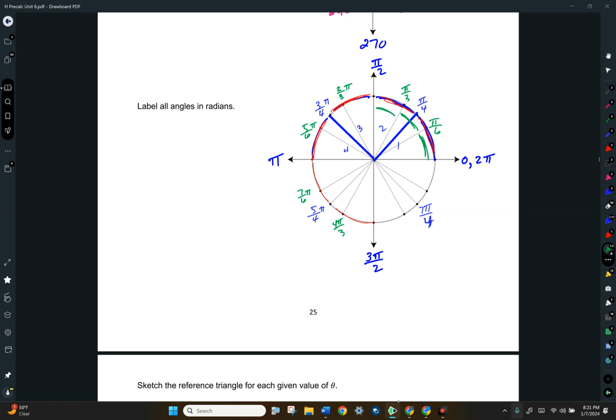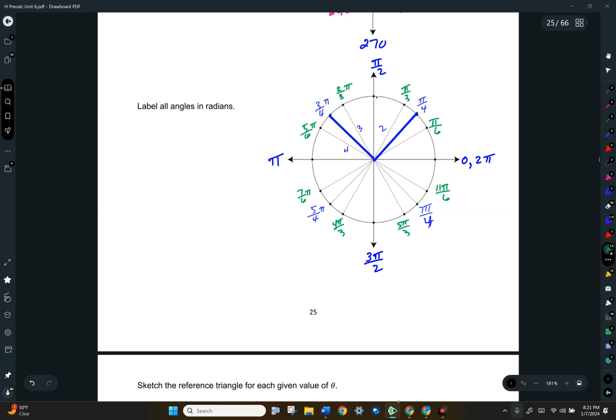So this would be 9/6. Then 10/6, which reduces to 5/3. Then 11/6. Okay, so those are all of those middle lines. And these are the common numbers. The reason we only label these is because these are the ones that come up all the time: the 30-degree reference angles, the 60-degree reference angles, and the 45-degree reference angles.